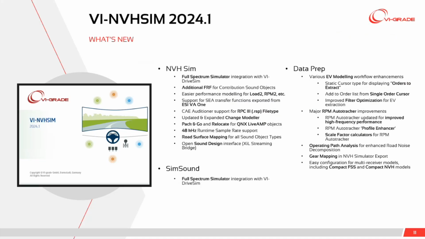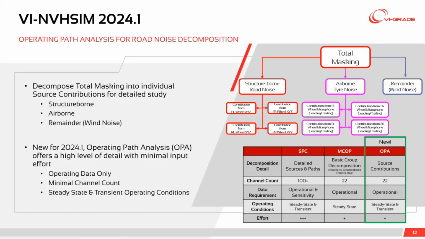Of course, just about a month ago, we released the VI-NVHSim 2024.1 version. It contains a whole plethora of new and enhanced functionalities and workflows to support this virtual prototyping mission. There's a whole bunch on this page. We're not going to go through every single one of them. We're going to focus on one in specific, and that is our operating path analysis method for road noise decomposition, the so-called OPA method.